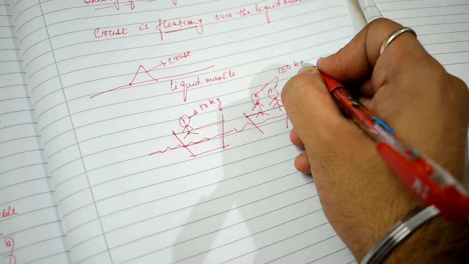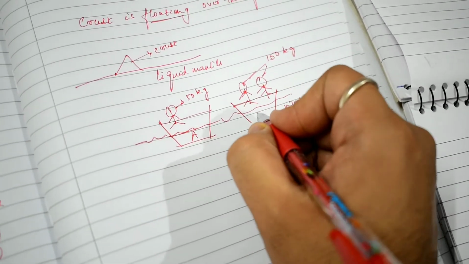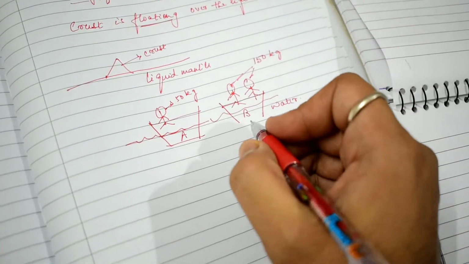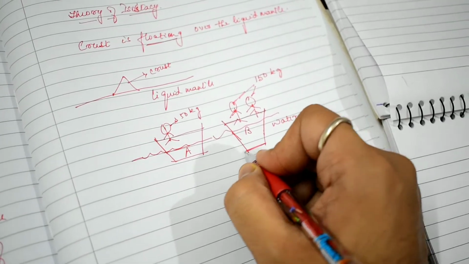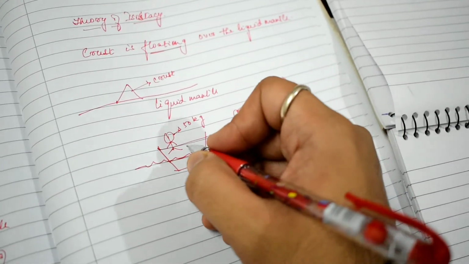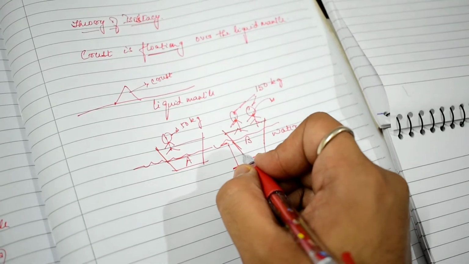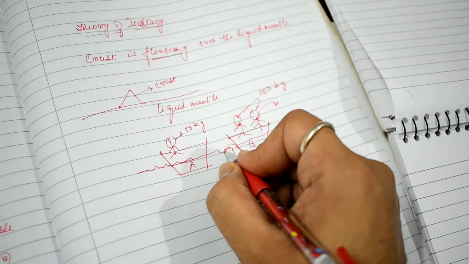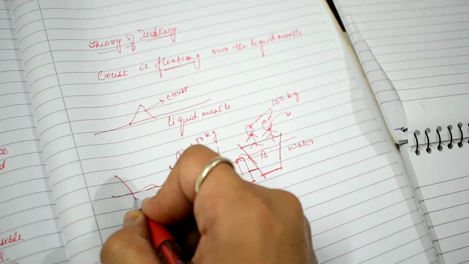150 kilograms. Now you will tell me, which of these two boats, boat A or boat B, will be much more submerged in water? If your answer is B, you are very, very correct. Boat B will be more submerged in water than boat A. If one person goes away from this boat, the submergence of the boat will reduce, and this boat will go up. If the other person also goes away, the boat will be floating somewhere in this form.